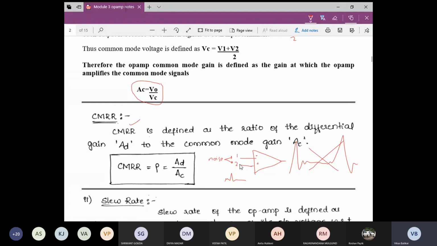So at that time this CMRR will come into picture, and I'm going to utilize the CMRR to identify such kinds of signals. So basically, CMRR is nothing but the ratio of the differential gain to the common mode gain.